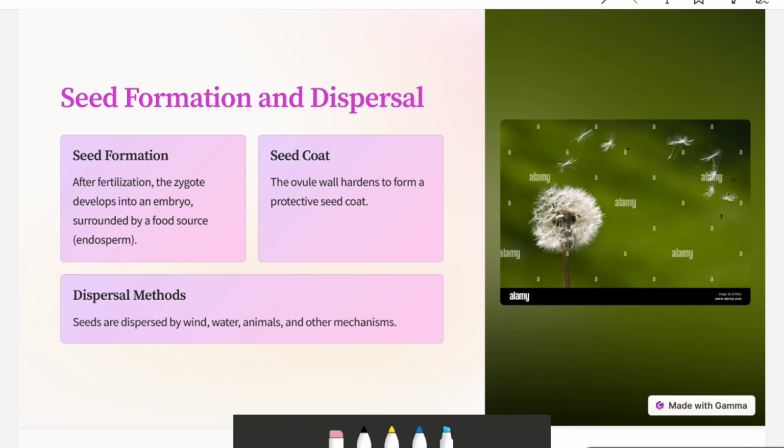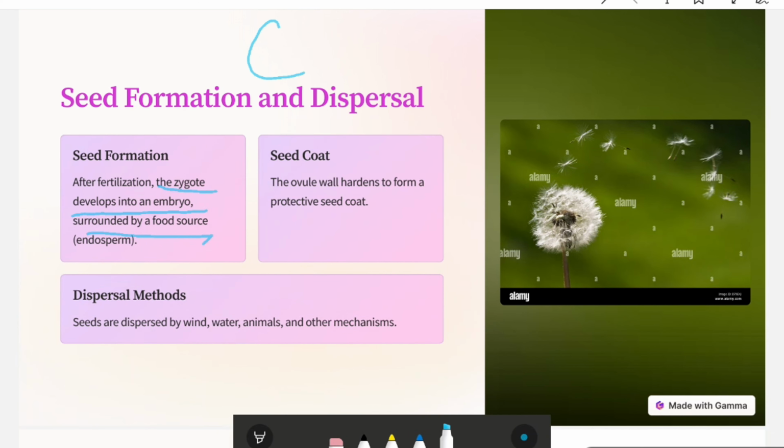Once the seed is formed, what happens next? The seed formation and dispersal. After fertilization, the zygote develops into an embryo, and it is surrounded by a food source, which is endosperm. It is also a layer of tissues.